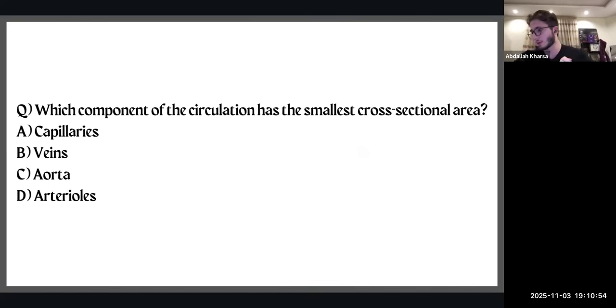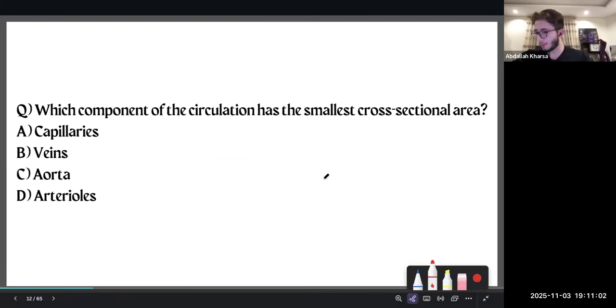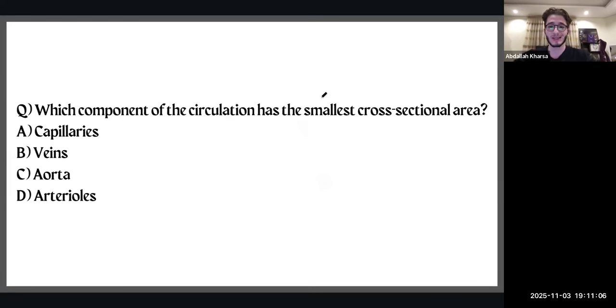Can someone answer this question? I want someone to read it and answer it, not just answer it. Okay, I'll read it. C. Someone already said C. Which component of the circulation has the smallest cross-sectional area? The aorta. Despite the aorta being so big, in some diseases it's going to be like this big. Despite it being massive on its own, it has the smallest total cross-sectional area.